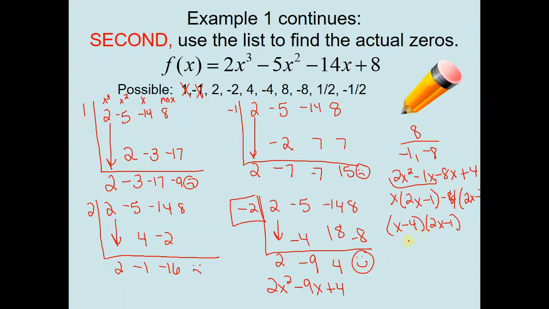So your solutions, or your answers, and I know that I need to have 3 of them because of this 3 right here. So you have one answer of x equals negative 2. That came from your division. You also have an answer of 4, and then we also have one more answer of 1/2, which came from the 2x minus 1.